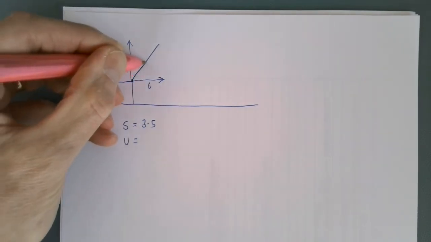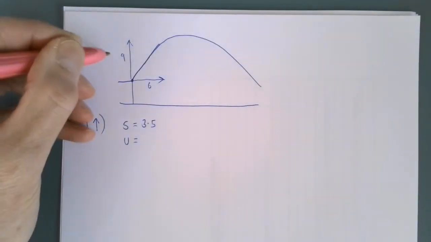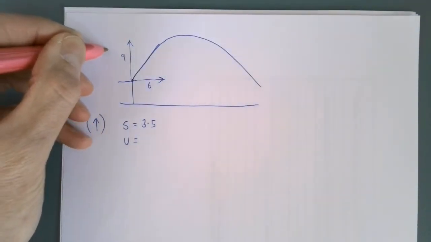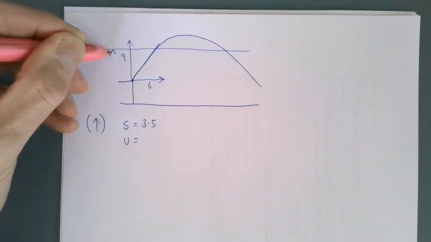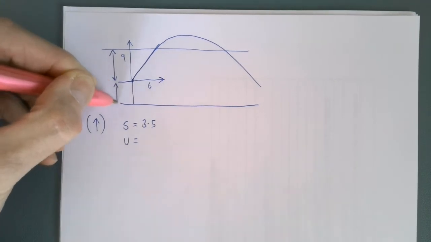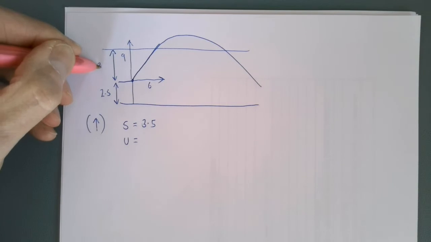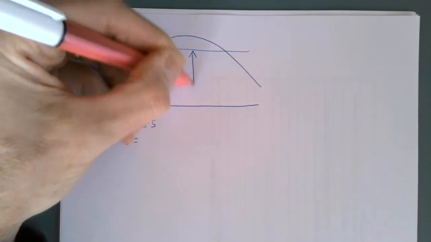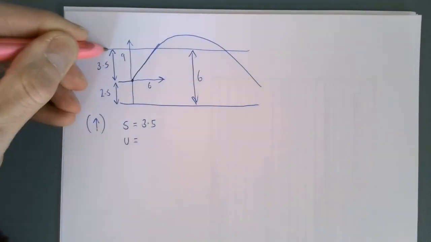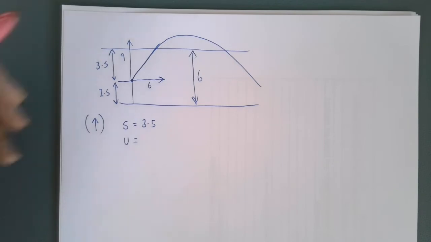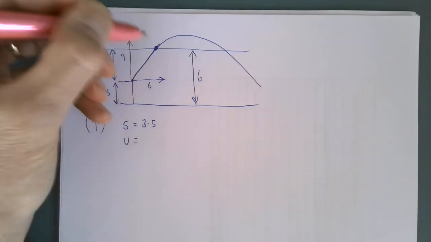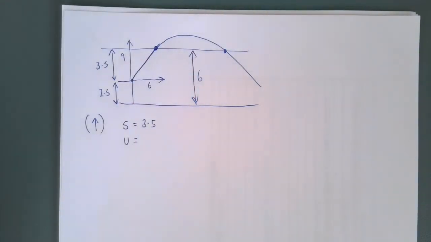Now this journey is going to sort of go like that, isn't it? This is not to scale, but it started 2.5 metres above the ground. I'm asked, how long is it? 6 metres above the ground, which is 3.5 metres above where it started. So there'll be 2 answers, here and here, and my answer will be the difference between those two.